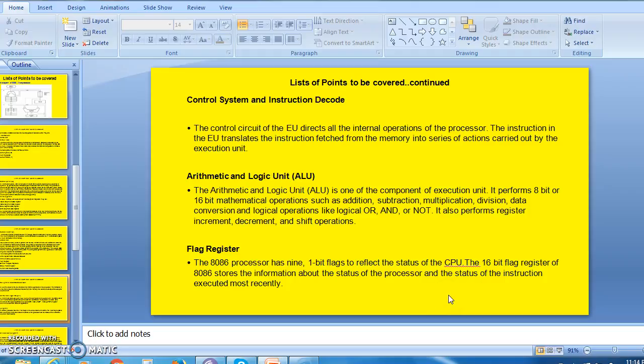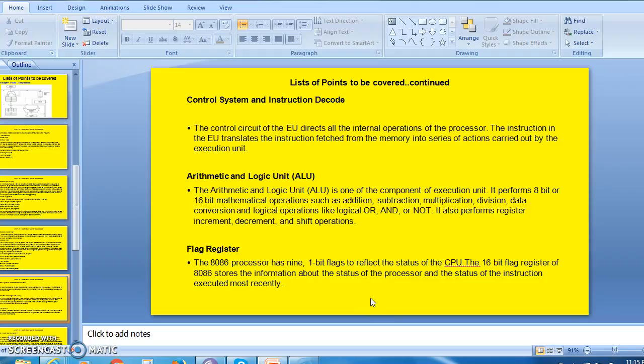Here the flags are carry flag, sign flag, zero flag, interrupt flag, trap flag, direction flag, auxiliary carry flag, and parity flag. These are the 9 flags. We divide the flags into two types: conditional flags and control flags.